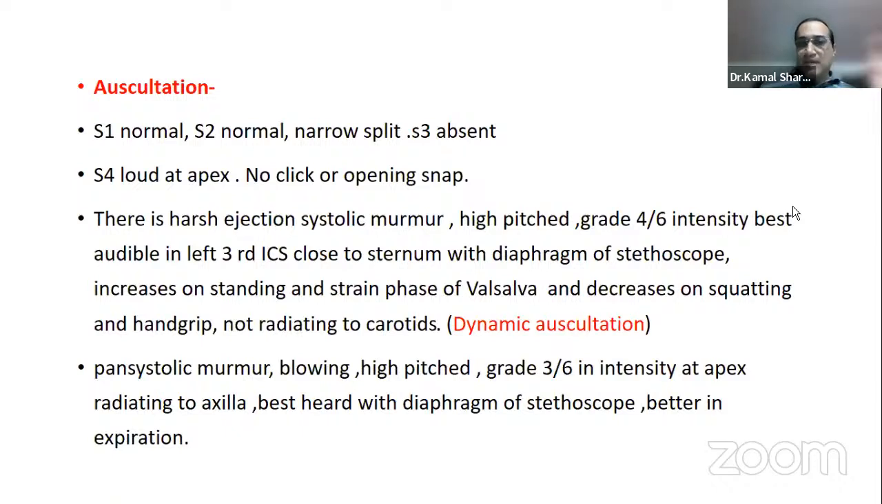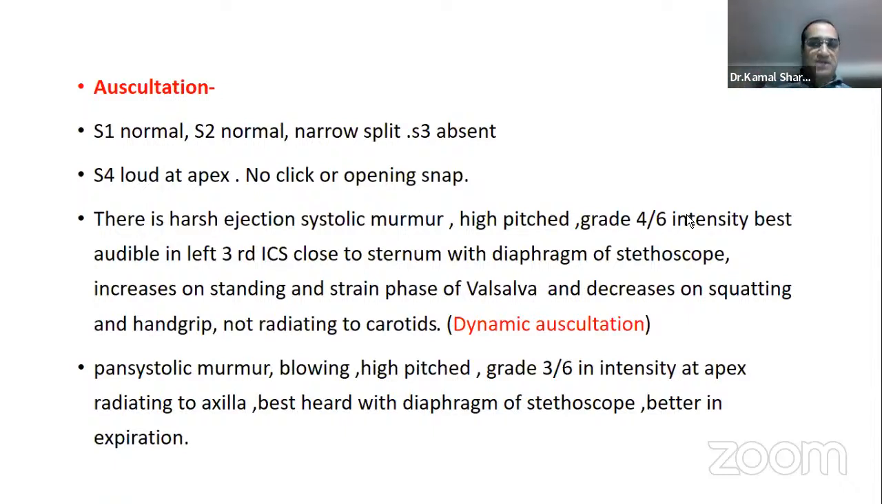So S1, S2 normal, narrow split, S3 absent, S4 would be loud because of the stiff LV against which the forceful LA contraction is happening. Harsh ejection systolic, high pitch, grade 4/6 intensity murmur, which is audible in the left third intercostal space, close to the sternum, with the diaphragm of the stethoscope, which increases on standing and strain of Valsalva, which will both decrease the LV volume, and decreases on squatting and hand grip because of increase in the LV size, and they don't radiate. That's how it differentiates from the murmur of aortic stenosis.